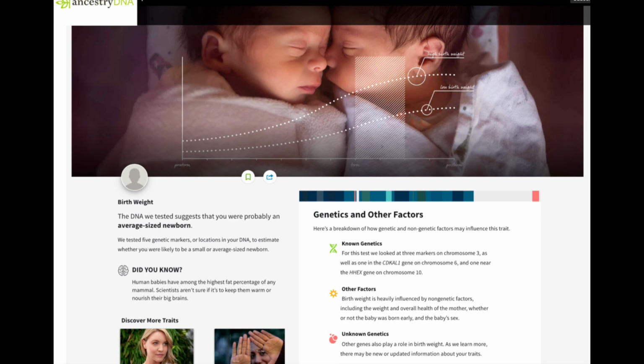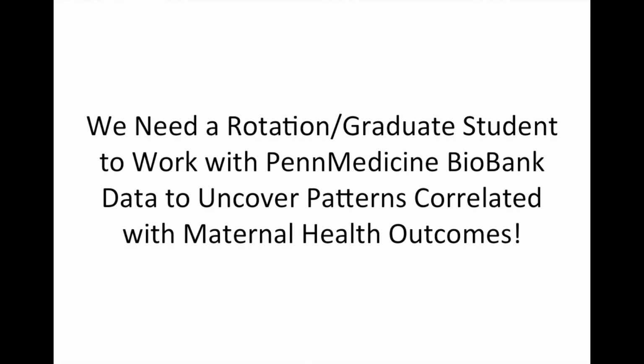So there are genetic factors that are known to increase your risk of being an average-sized newborn or a very large newborn or a very small newborn. This is just scratching the surface, the tip of the iceberg with regards to the genetic factors and the role that they play in maternal as well as fetal health outcomes. We wish to explore this further using the Penn Medicine Biobank, and we actually need a rotation graduate student to work with Penn Medicine Biobank as well as us to help us uncover patterns correlated with maternal health outcomes. So please let us know if you are interested.